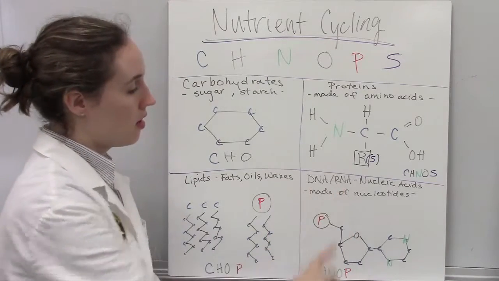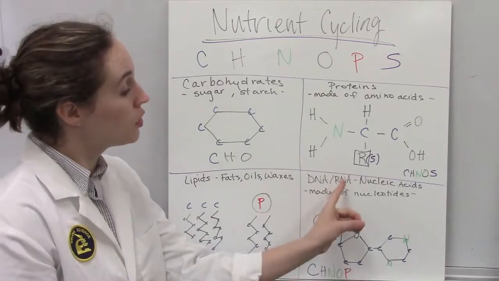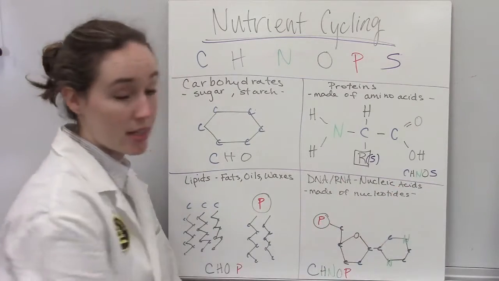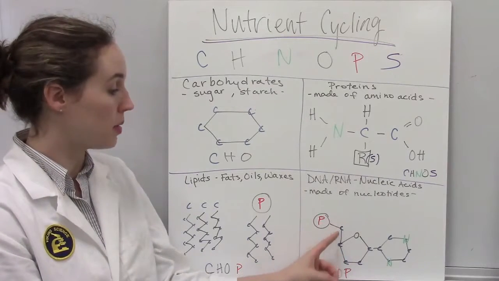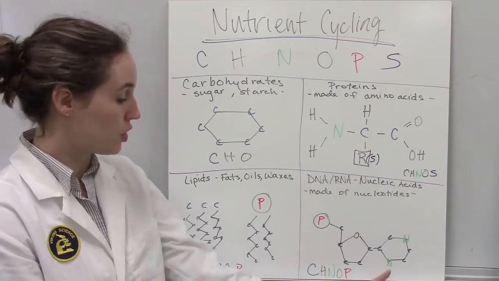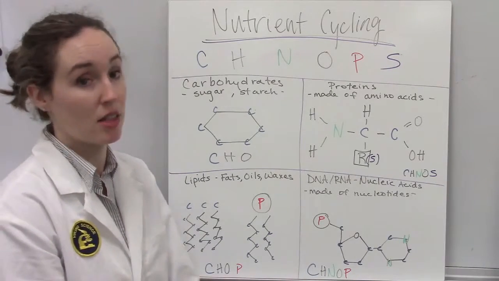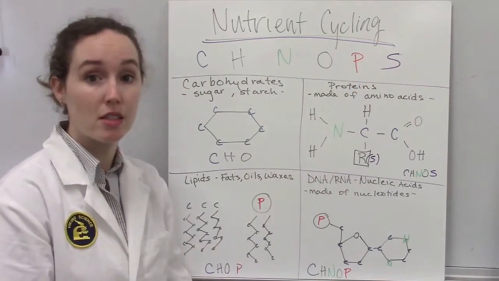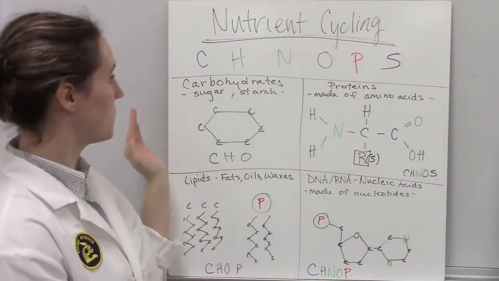DNA and RNA, which are part of your hereditary and genetic material, are called nucleic acids, and they're made of building blocks called nucleotides. And nucleotides are made up of phosphorus, carbon, oxygen, hydrogen, and nitrogen. So they have many, many of those elements. And so it's great that all of these elements, all of these types of matter, are constantly being cycled through the environment.